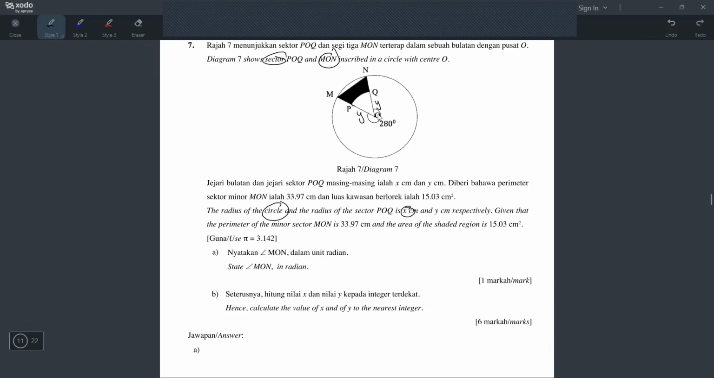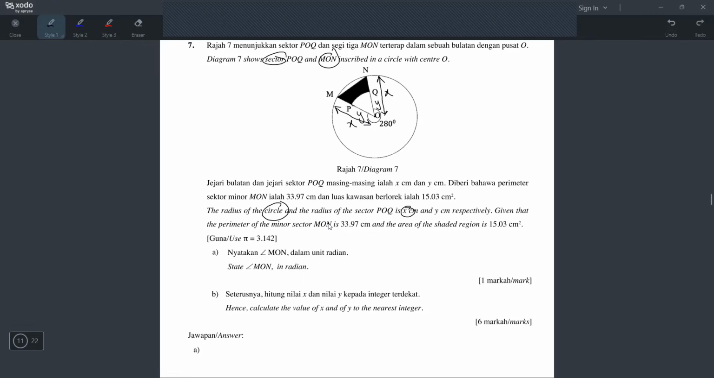So how do we label this? I'll just label beside it like this. So O until N is X, and O until M is also X, right? So if I want to find the short length here, we will just take X minus Y to get the shorter side here, right? But let's not do that first. Let's see what they want.